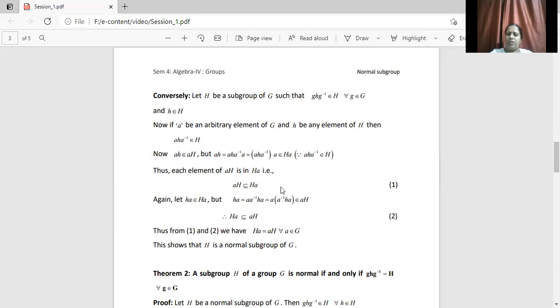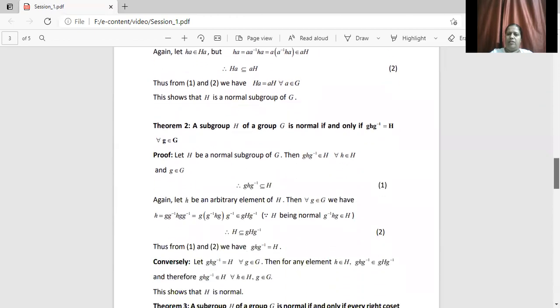Equation 2. So here from equation 1, we have aH is the subset of Ha, and from equation 2, Ha is the subset of aH. Therefore, from 1 and 2, we can have aH is equal to Ha. That is, left coset is equal to right coset for all a belongs to G, which is nothing but the definition of normal subgroup. Hence, we can say that H is a normal subgroup of G.